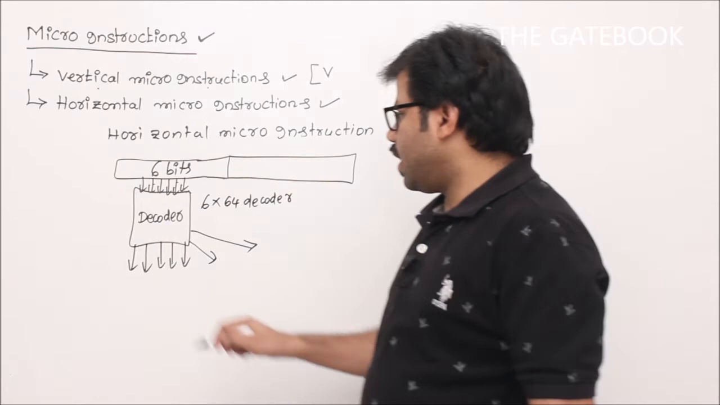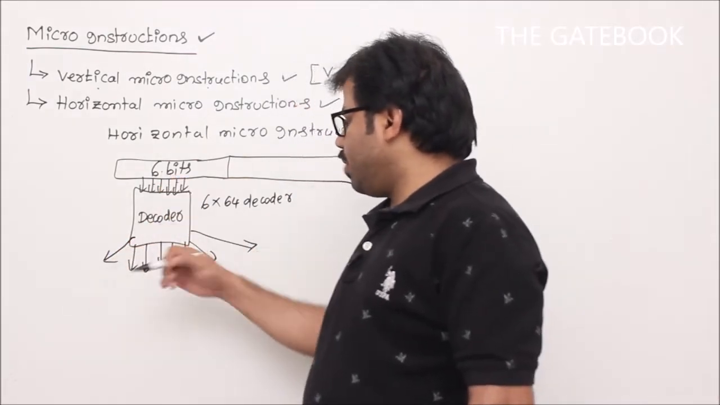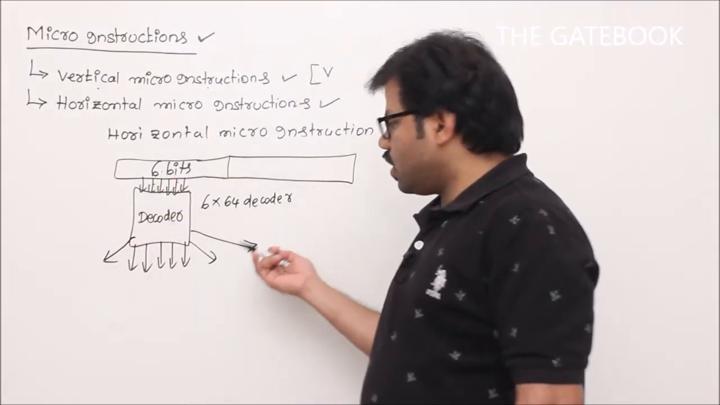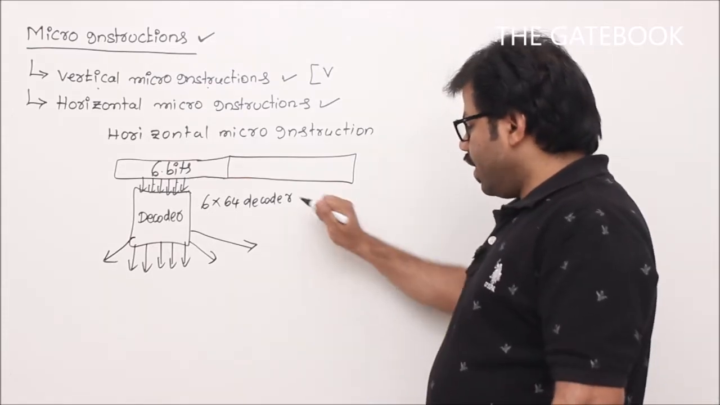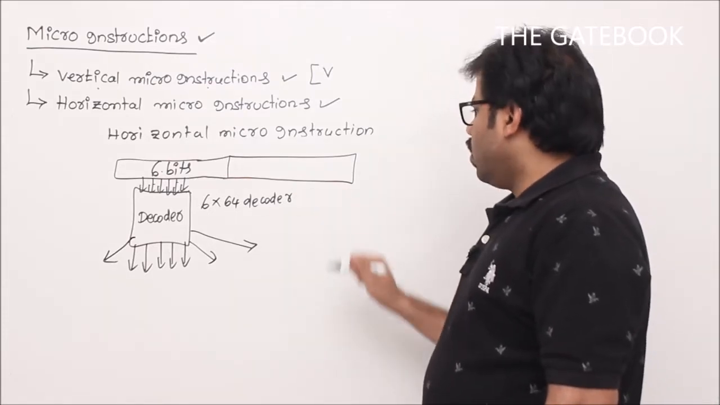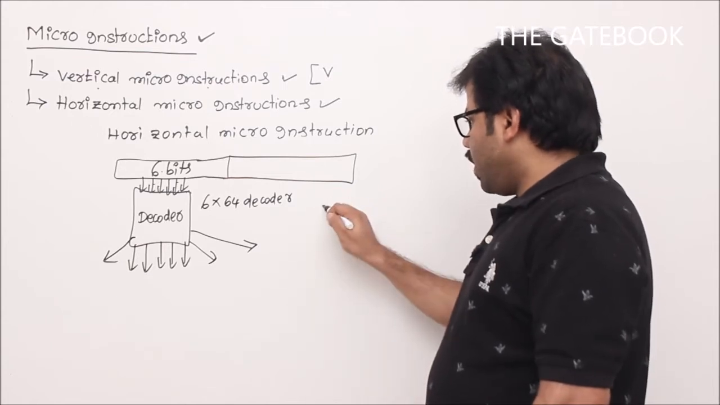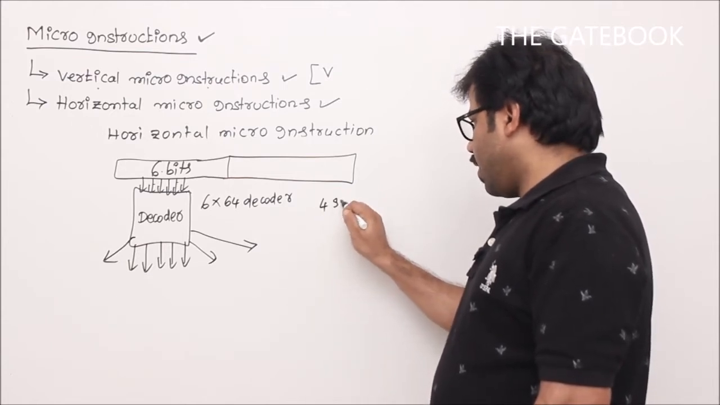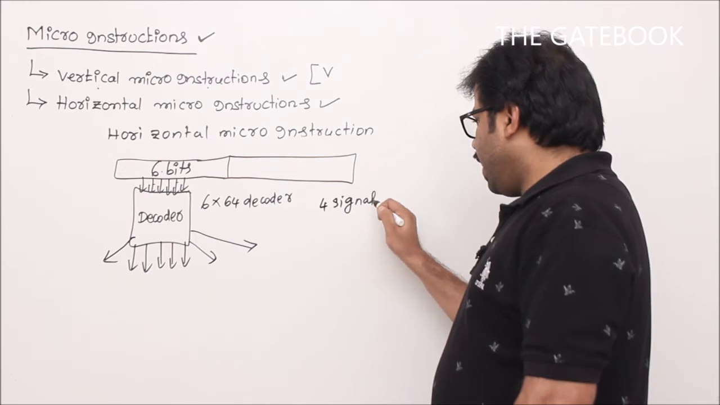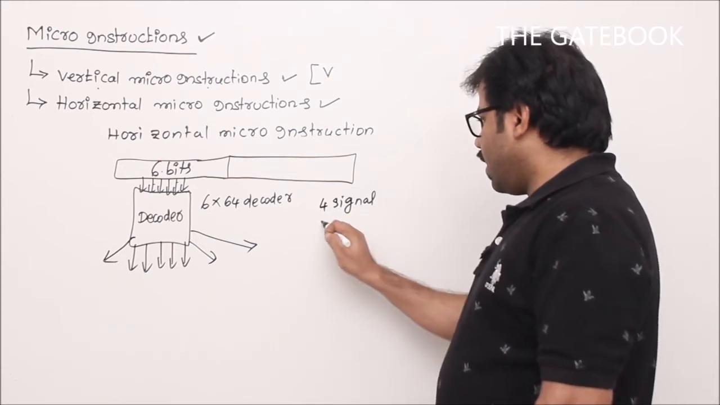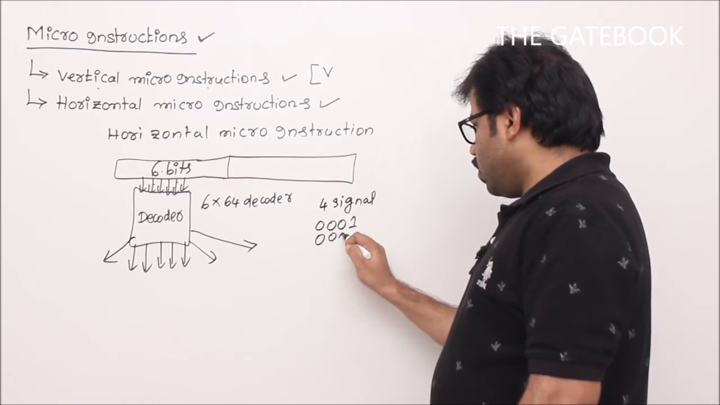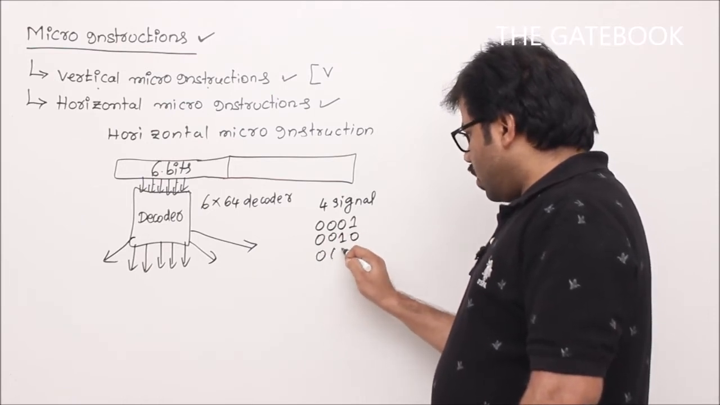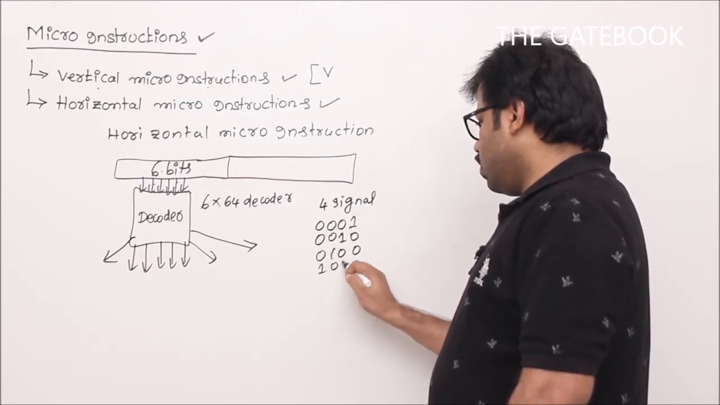What is going to happen because of that? Those 6 bits will be converted to one of the 64 patterns. Understand? Let me explain the same thing for 4 signals, where at a time only one signal is active. Then how many different patterns are possible? 0 0 0 1, 0 0 1 0, 0 1 0 0, otherwise 1 0 0 0, correct?